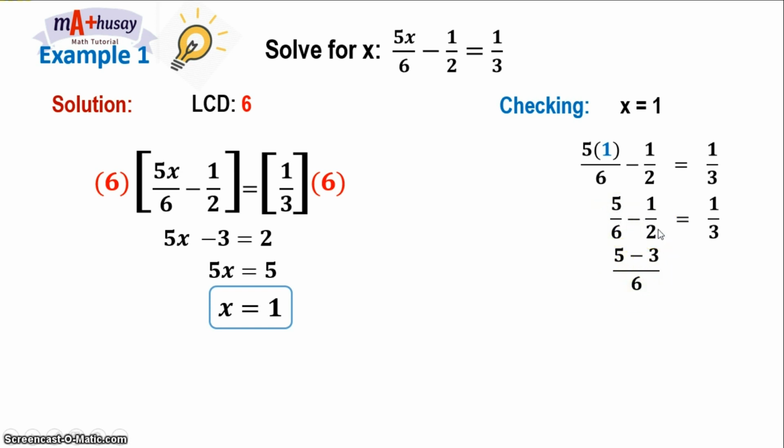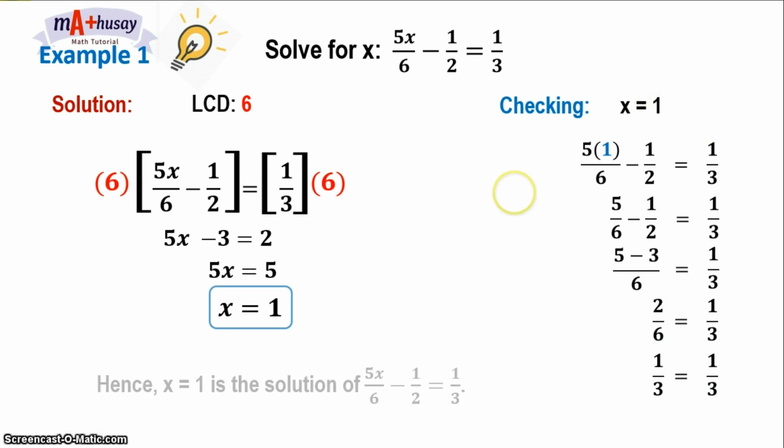6 divided by 2 is 3, times negative 1, you have negative 3. So, kaya meron tayong 5 minus 3 over 6 equals 1/3. Now, simplifying the left side of the equation, we have 2 over 6 equals 1/3. So, di ba ang 2 over 6 ay pwedeng i-simplify as 1/3? So, 1/3 is equal to 1/3. So, it means to say that x equals 1 is a solution of the given rational equation 5x over 6 minus 1/2 equals 1/3.